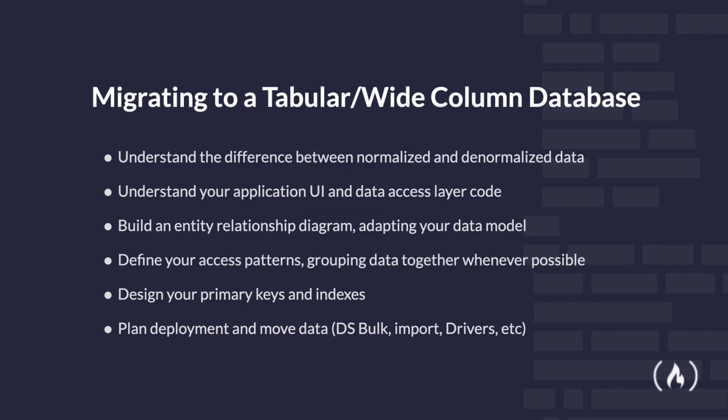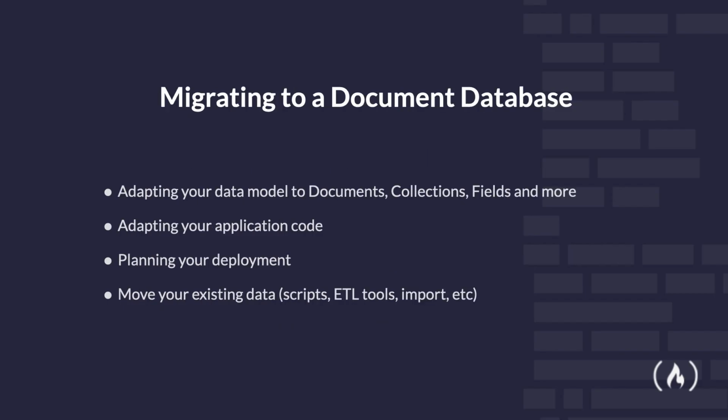When you are considering migration, for example, to a wide column NoSQL store, ensure that you understand the differences between normalized and denormalized data, understand your application UI and data access layer code, build an entity relationship diagram adapting your data model, define your access patterns grouping data together wherever possible, design your primary keys and indexes, and plan deployment and move data. It's a similar story when migrating to a document database. You'll need to adapt your data model to documents, collections, fields, and more, adapt your application code, plan your deployment, and move your existing data.